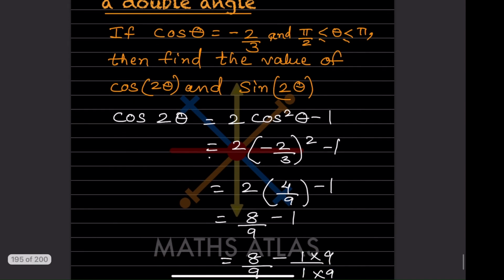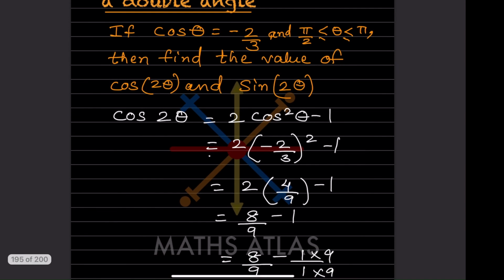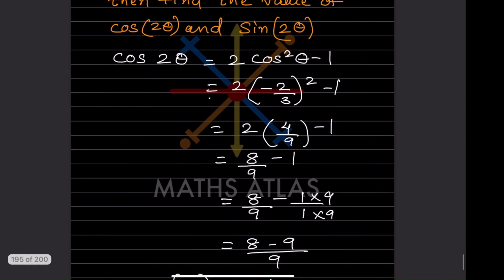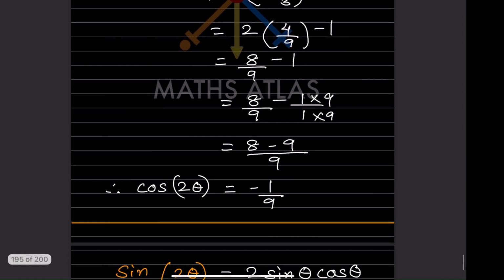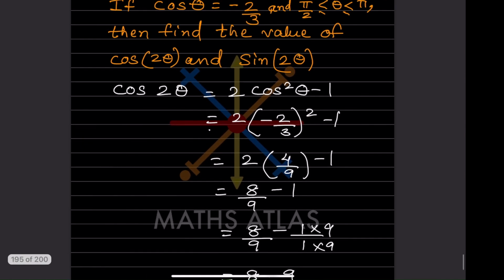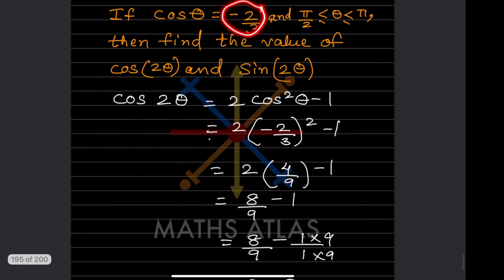So now what will you do? They ask to find the value of cos 2 theta and sine 2 theta. So now let us see cos 2 theta. The formula for this is 2 cos square theta minus 1. In place of cos theta we have the value given, minus 2 by 3. So you will put here minus 2 by 3, squared, minus 1.